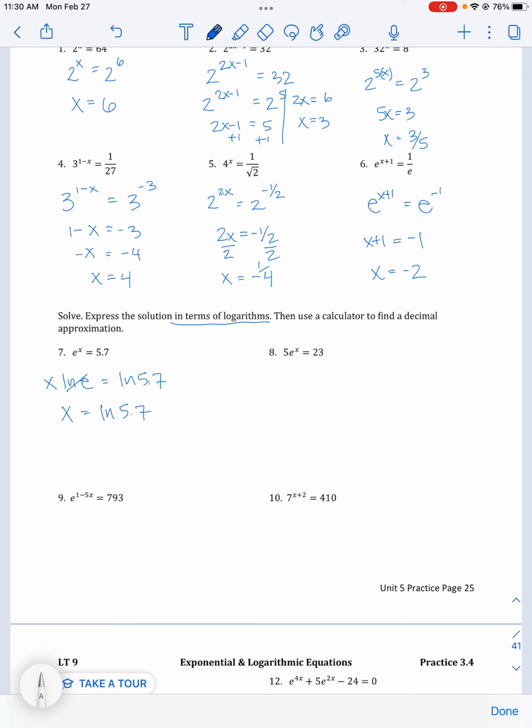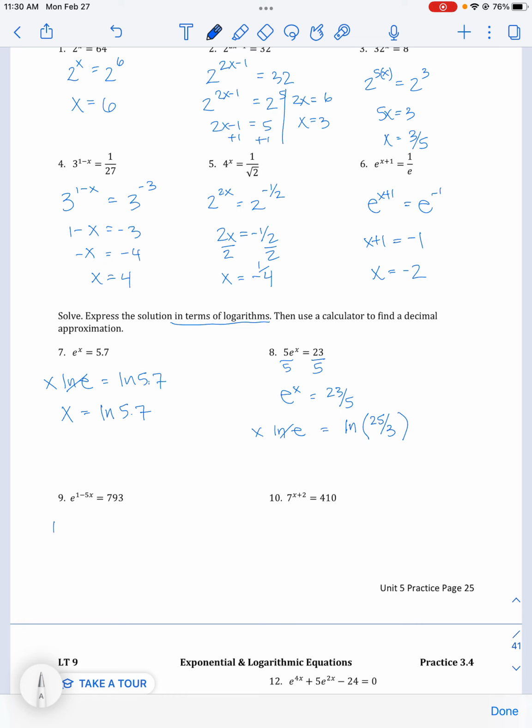In number 8, I'm going to divide by 5 first and try to make my life simple by getting e to the x on one side and then this number 23 over 5, some decimal. Now I can take the natural log of both sides. The natural log of e cancels to 1, and I can take the natural log of 23 over 5. That equals x.